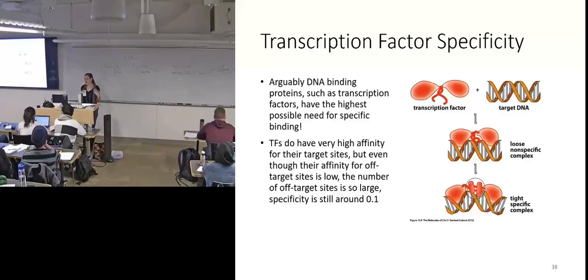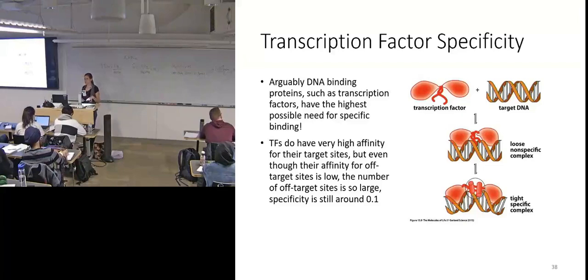I said this earlier: arguably DNA binding proteins, proteins that will bind to DNA such as transcription factors, have maybe a very strong need for specificity in order to make sure you turn on the right genes when you want them and you don't turn on genes when you don't want to.